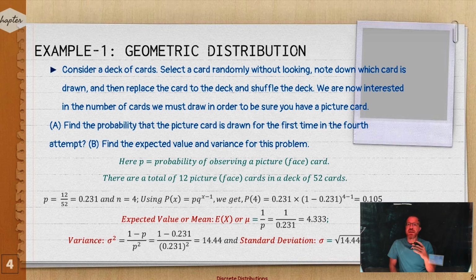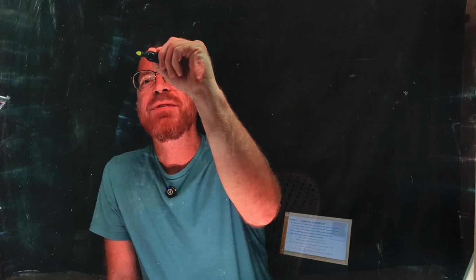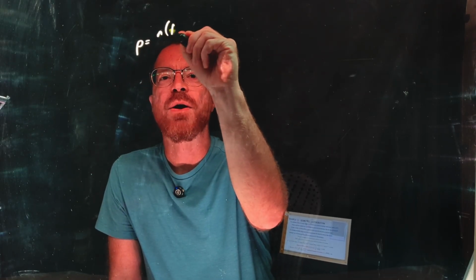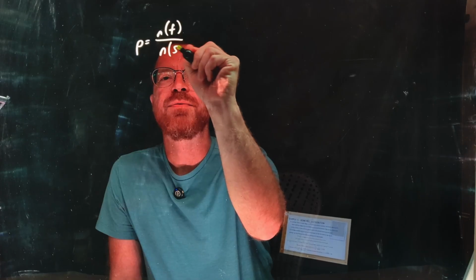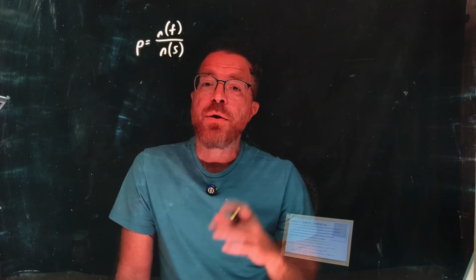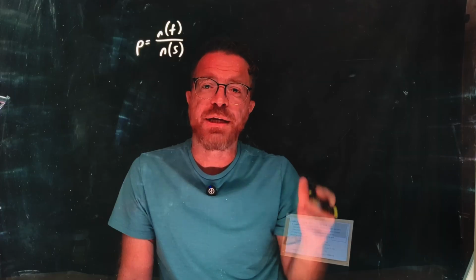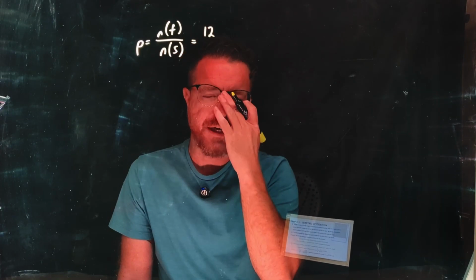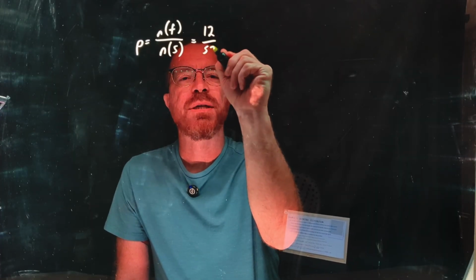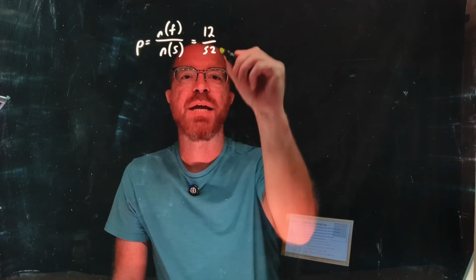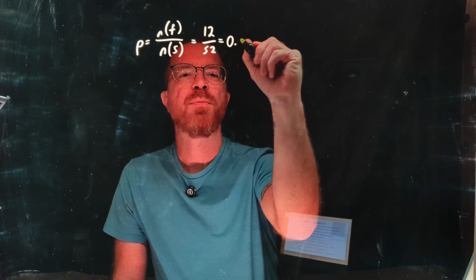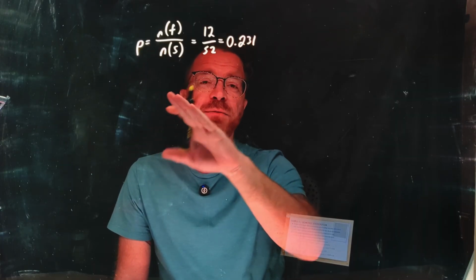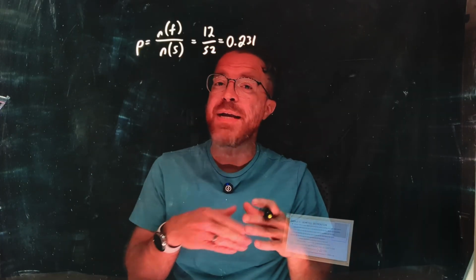So the first thing we're going to do is write down the information that we know. Our probability of success, which would be the probability of getting a face card, is the number of face cards divided by the number in our sample space. Well, there are 3 face cards for each suit, Jack, Queen, and King. There are 4 suits, meaning that we have a total of 12 face cards. There are 52 cards in the entire deck, so this means that we have a probability of success of about 0.231.